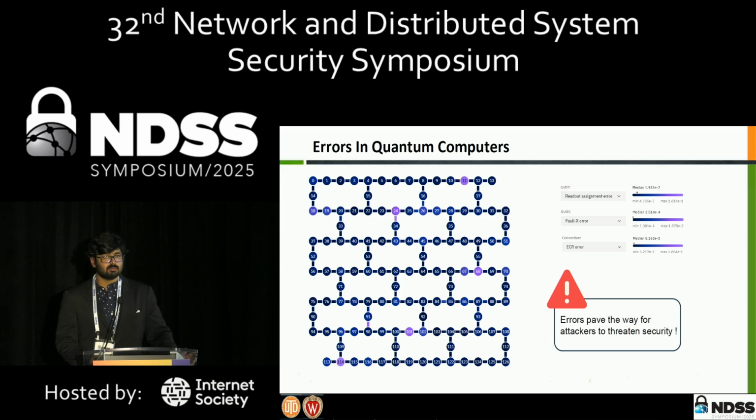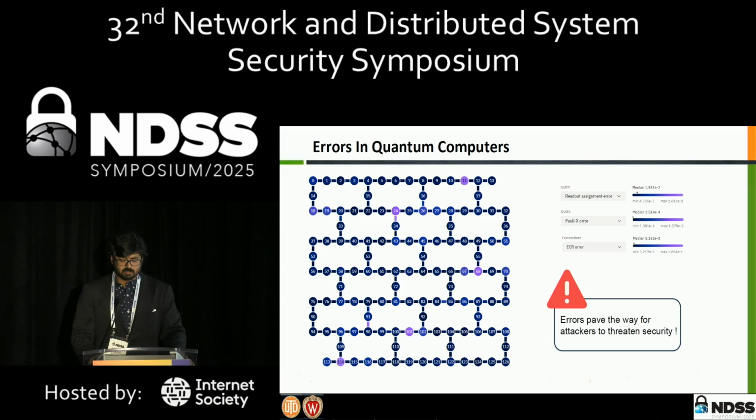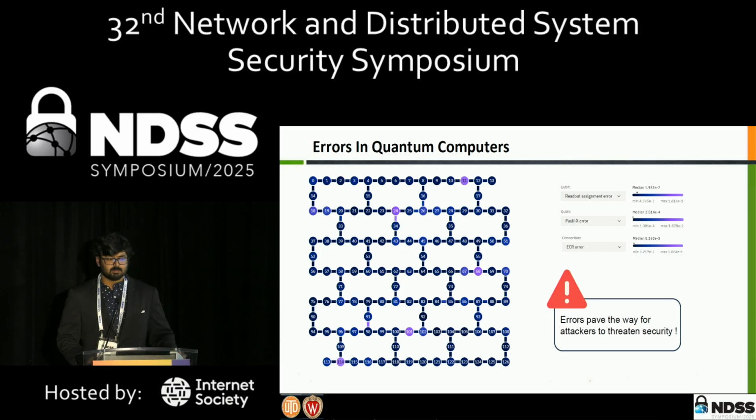It is important to note that errors are present in today's quantum computers. These are due to inherent non-idealities in quantum computers, such as readout assignment errors, Pauli-X errors. These are single qubit errors, and then there are ECR errors, and so on. These errors actually are what the adversary can exploit to essentially mount attacks and steal sensitive information from the user.